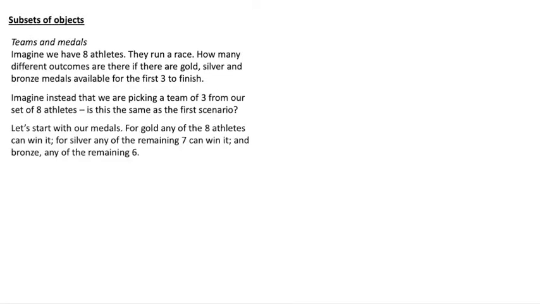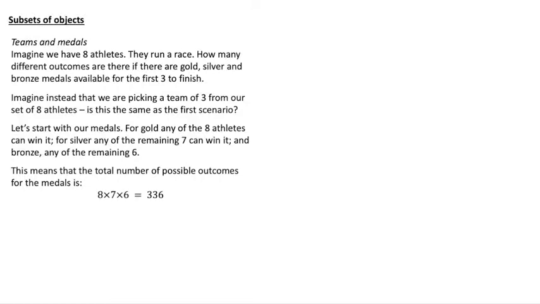Well, let's start with our medals. For gold, any of the 8 athletes can win it. For silver, any of the remaining 7 can win it. And bronze, any of the remaining 6. And this means the total number of possible outcomes for the medals is 8 times 7 times 6, which happens to be 336.